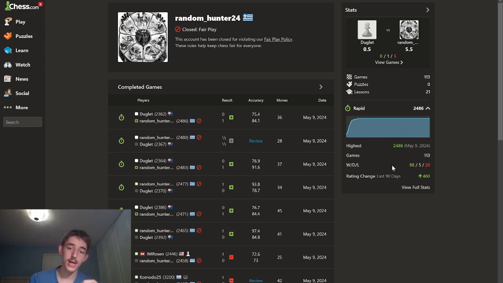Now, only playing rapid chess does highlight some suspicion to me, because basically everyone that's a fairly good chess player will have at least tried a couple games of Blitz or Bullet, and seeing someone who's 2500 rapid without any blitz or bullet games does definitely invoke a little bit of suspicion, and I would be cautious of playing this person.